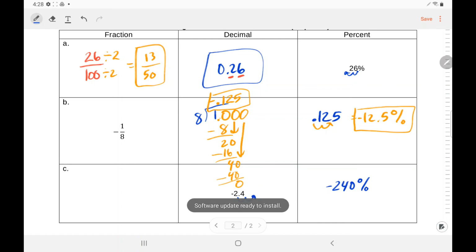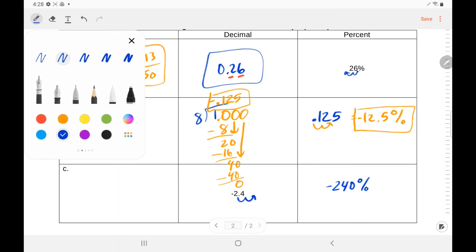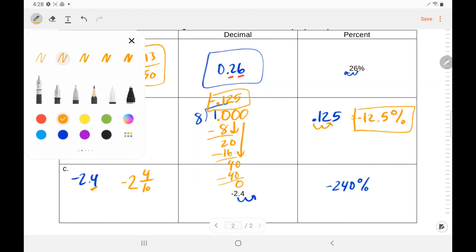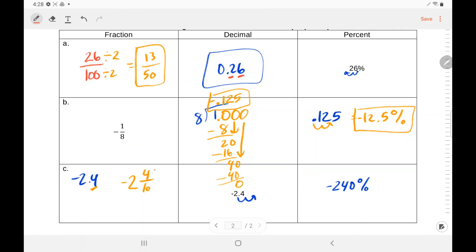And then for our fraction, we just need to read our number. So -2.4, you can read that in terms of place values. Negative 2 wholes and 4 tenths. But we can simplify 4 tenths by dividing numerator and denominator by 2, and we get negative 2 and 2 fifths.